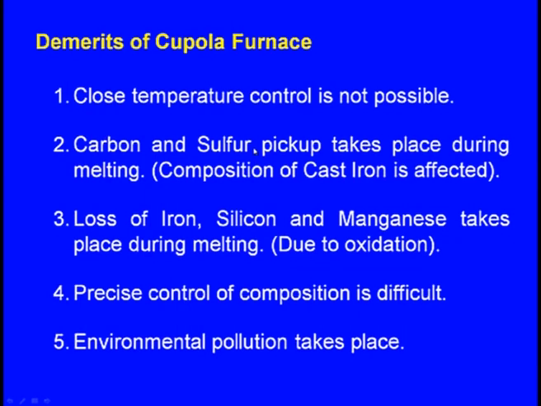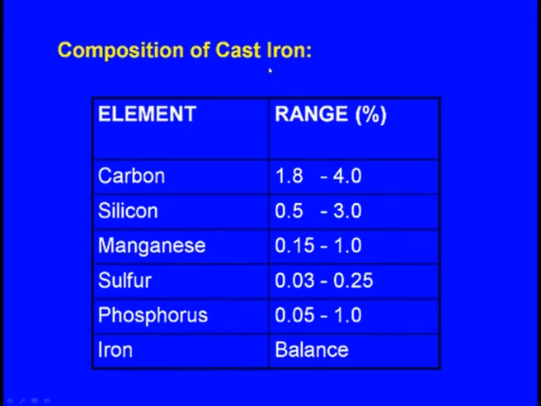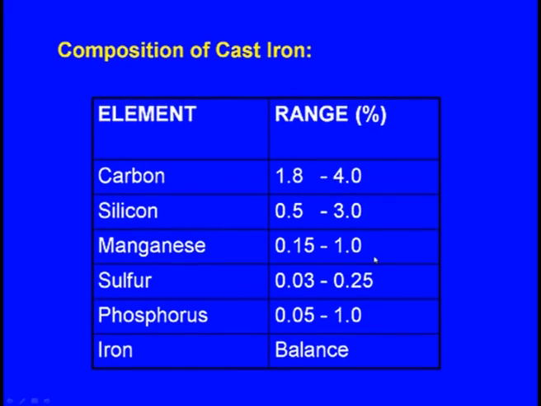Next one, carbon and sulfur pickup takes place during melting. Yes, this cast iron contains carbon and sulfur. Let us see the composition of the cast iron. So, this is the typical composition of cast iron. Carbon is present say 1.8 to 4%, silicon 0.5 to 3%, manganese 0.15 to 1%, sulfur 0.03 to 0.25%, phosphorus 0.05 to 1%, and the balance is iron. So, this is the typical composition of cast iron.